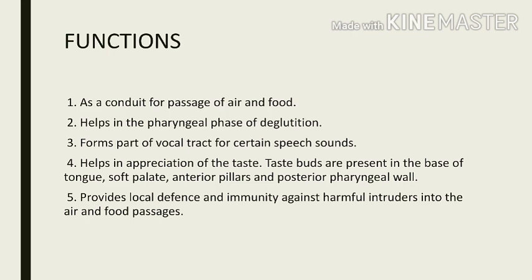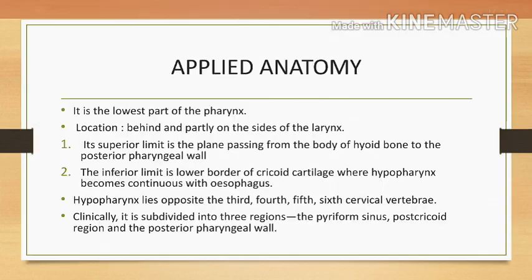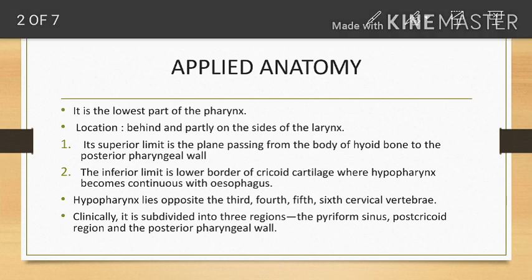Thank you. So after the oropharynx, now we have the hypopharynx, and this is the simplest part of all, and there's not much here, just a little. So firstly, the applied anatomy. What is it also known as? Come on, it is also known as the laryngopharynx or the hypopharynx, right? It is the lowest part of the pharynx. And where is it exactly located? It is present behind and also partly on the sides of the larynx.